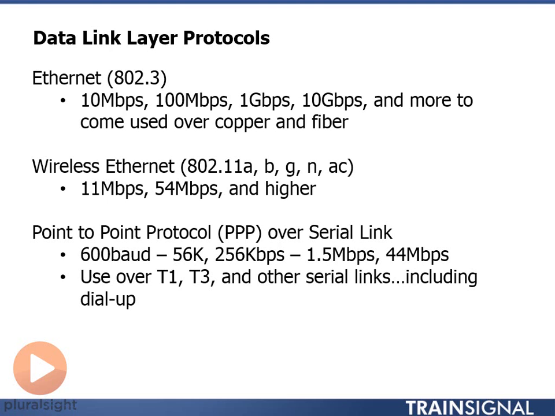The data link layer is going to use PPP to transfer information over T1, T3, and whatnot. And there's a variety of speeds for the serial links, all the way down to 600 baud, which is 600 bits per second, and all the way up to 44 megabits per second and higher. The reality is that PPP links over serial connections are becoming much less common nowadays. We're moving much more to Ethernet as our primary mechanism to connect facilities together.